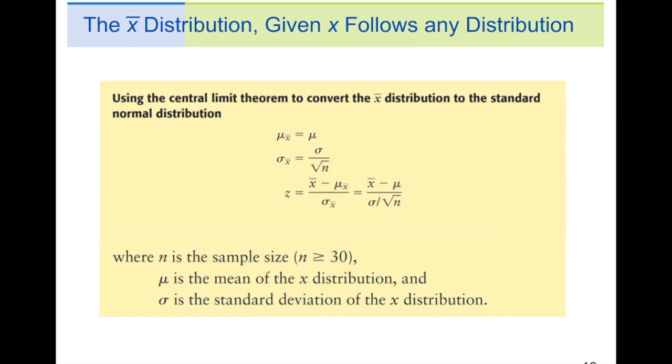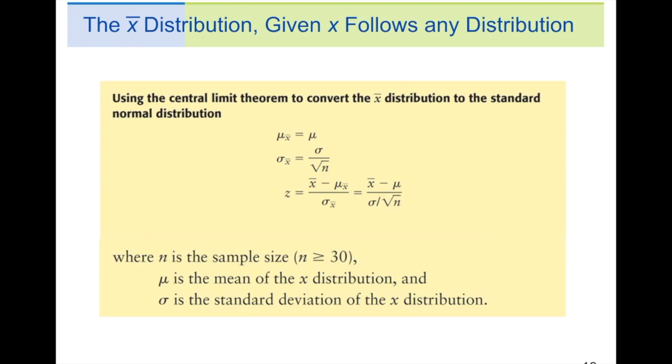Using the central limit theorem to convert the x-bar distribution to the standard normal distribution, mu is mu, so the mean of the x-bar distribution is mu. Sigma is sigma divided by the square root of n, so the standard deviation of x-bar is sigma divided by the square root of n, and then z is x-bar minus mu sub x-bar divided by sigma sub x-bar. Again, what we've been dealing with for the last few sections.